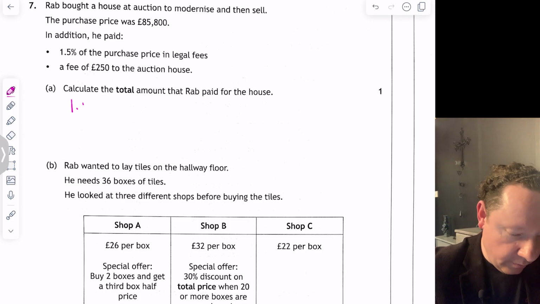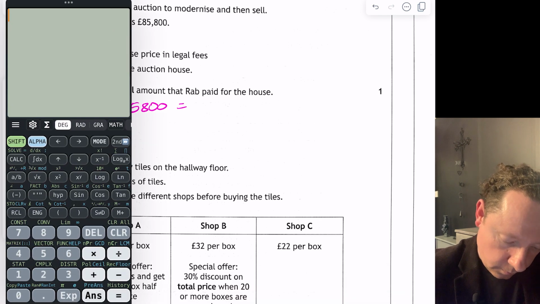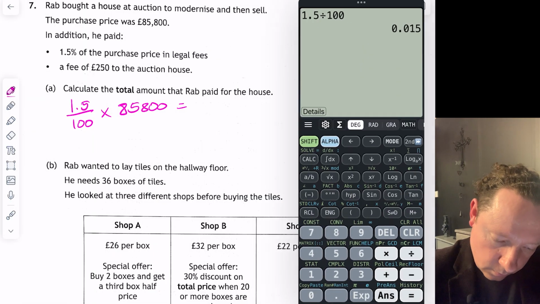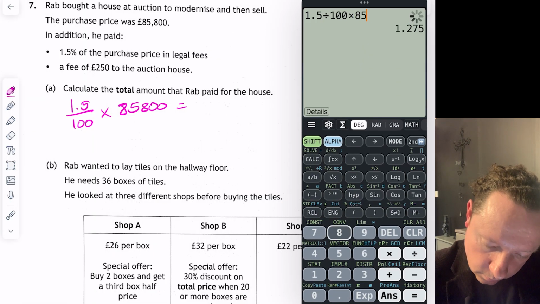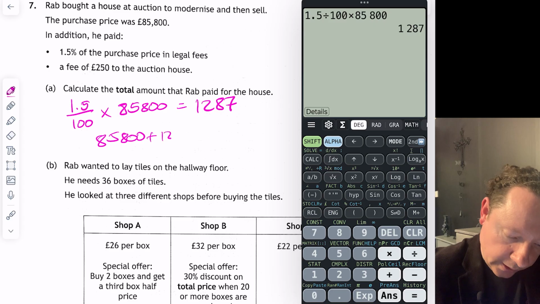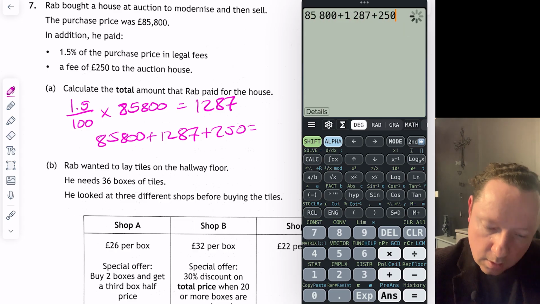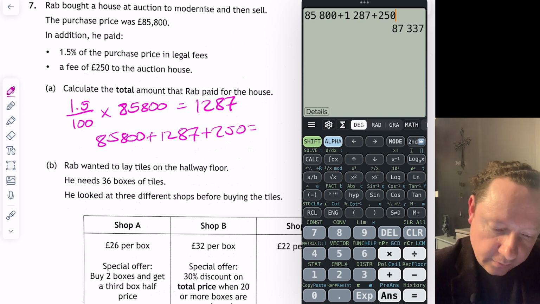He paid 1.5%, 1.5 out of 100, times 85,800, and then he added on the 250. So we'll work that out first. $1,287. So he paid 85,800 plus 1,287 plus the fee of 250. I get 87,337.